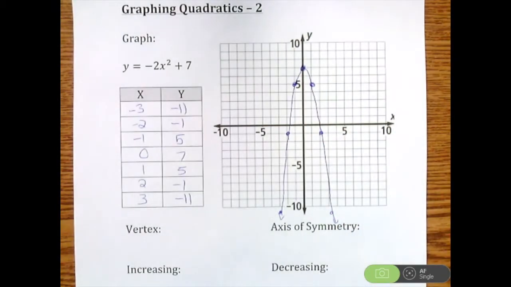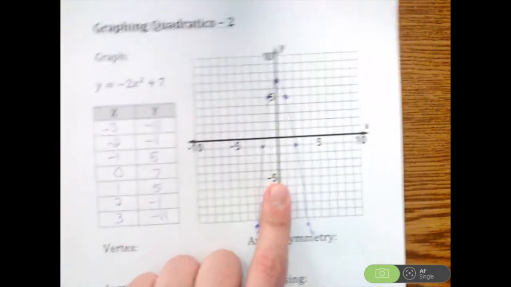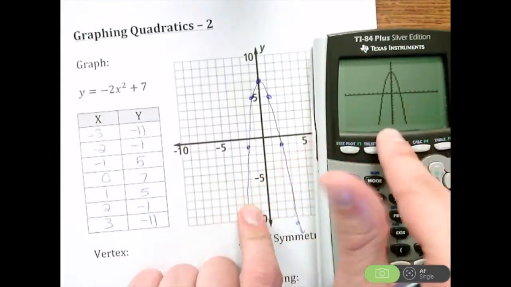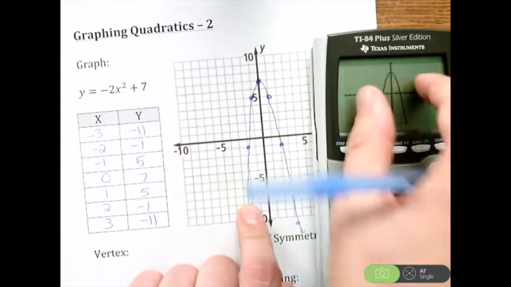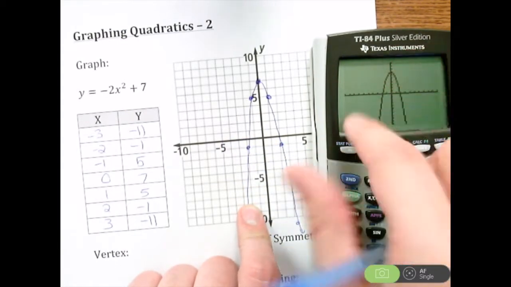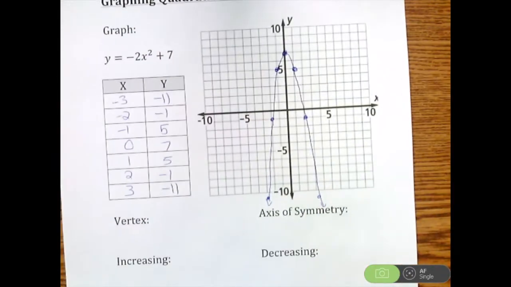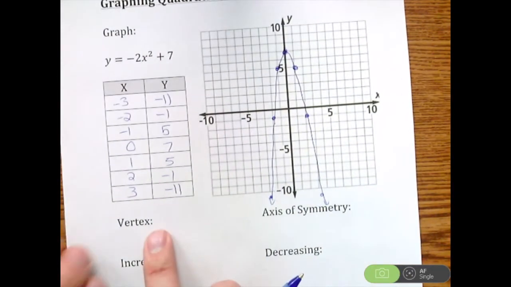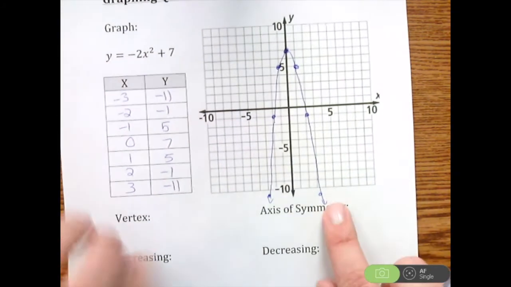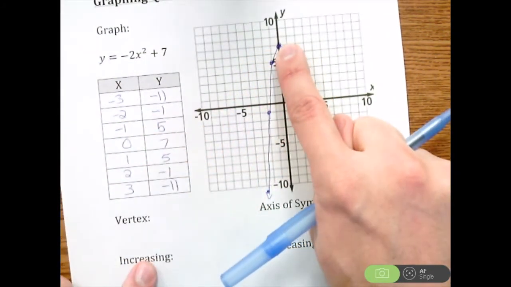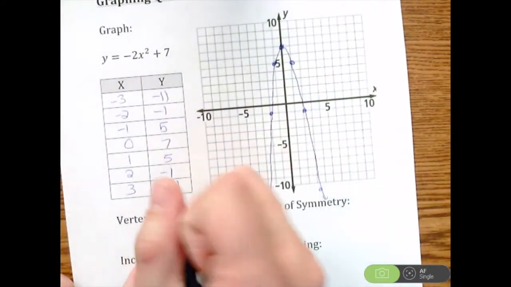Now, the key thing I'm looking for there is, does this graph match what was in my calculator? Very, very similar. It might look a little bit different because the window here is a little bit wider than taller, where this is a balanced width and height. So next thing I need is my vertex, which again is where kind of the two legs of this parabola meet. That peak point, which is here, which is 0, 7.